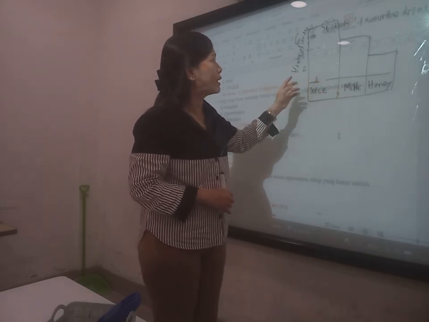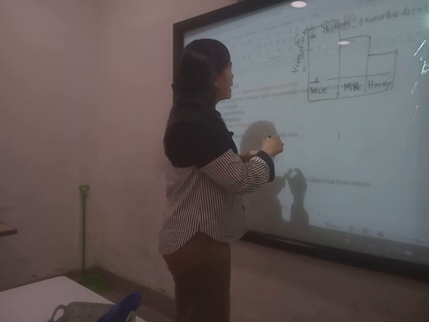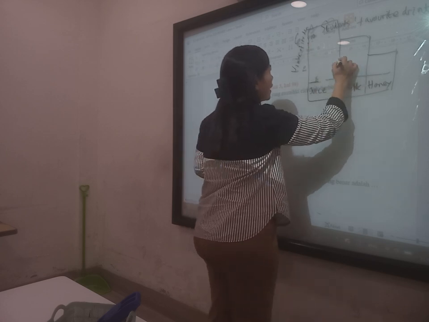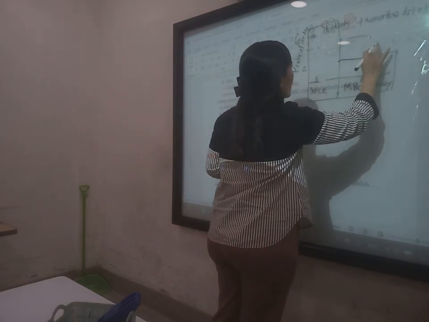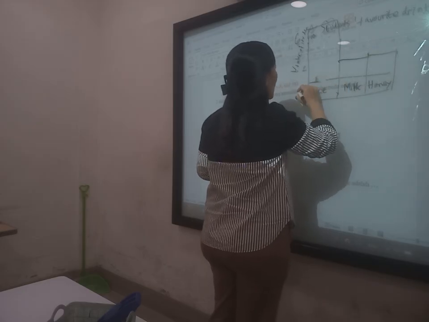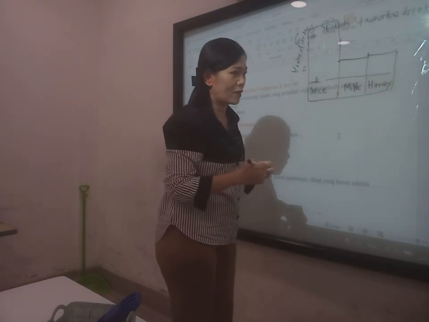So the total of that, 6 plus... So first is 6. So this is also 2. Sorry, this is the same 2. So who likes milk? There are 2 students. Who likes honey? There are also 2 students. So the total is 10 students for this group.